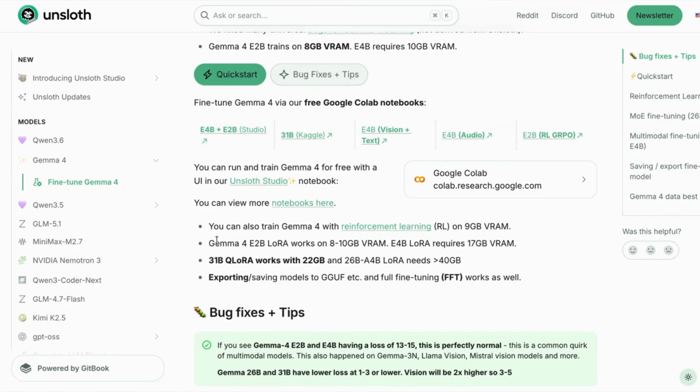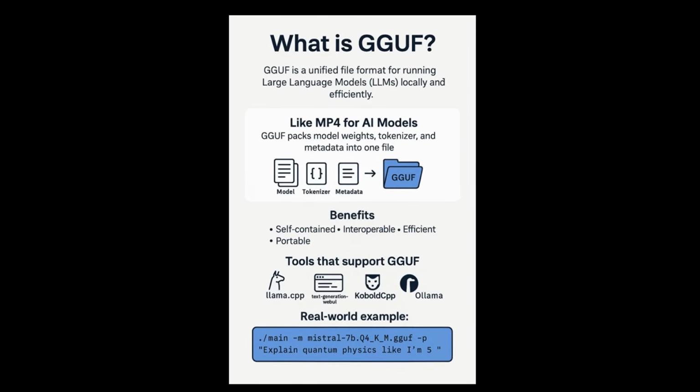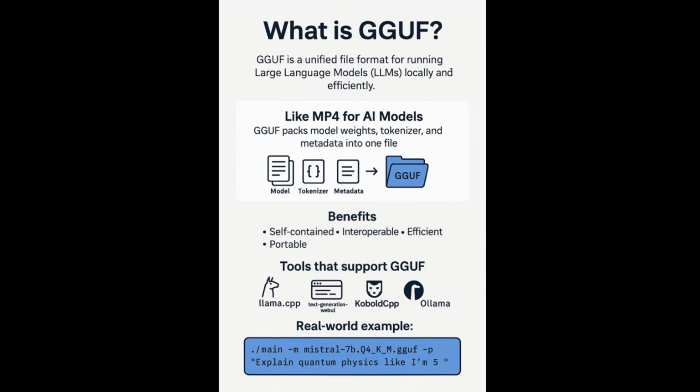One of the nice things here is that you can actually run reinforcement learning on Gemma 4 with as little as 9 GB of VRAM, which is pretty efficient. If you are working with LoRA, Gemma 4 E2B LoRA can require around 8 to 10 GB of VRAM. For larger setups, 31B QLoRA works with around 22 GB of VRAM, and for a bigger model, the A4B LoRA model, you now need more than 40 GB of VRAM. Finally, once your training is done, you can export or save your models in formats like GGUF, and full fine-tuning is also supported.